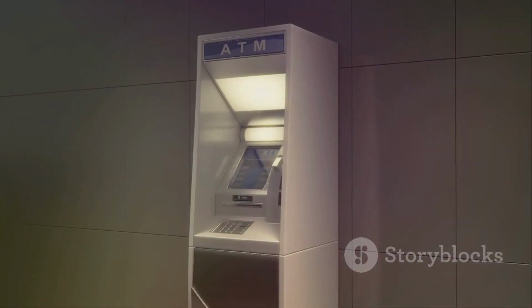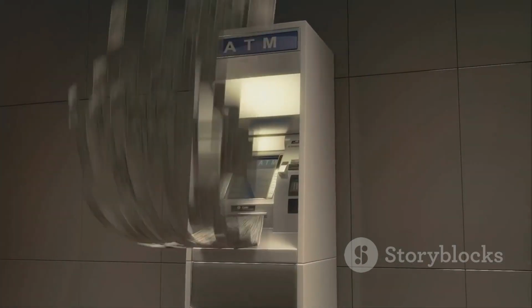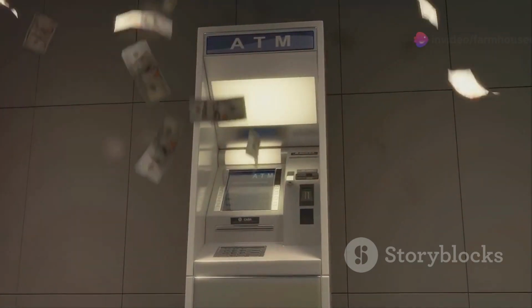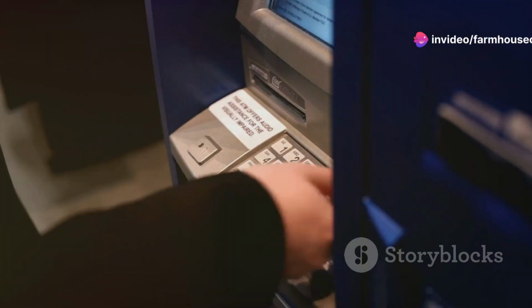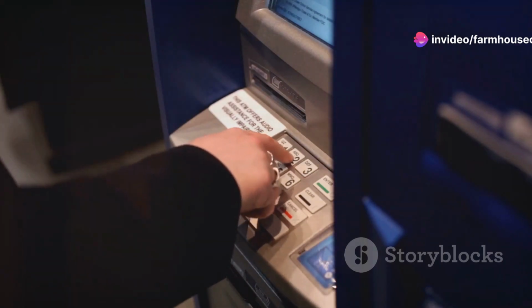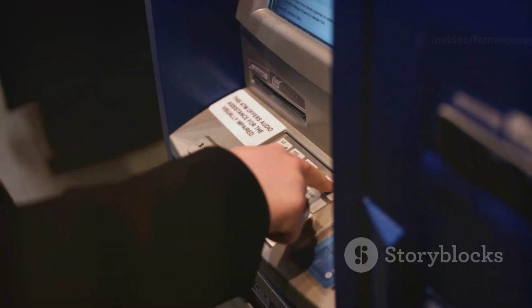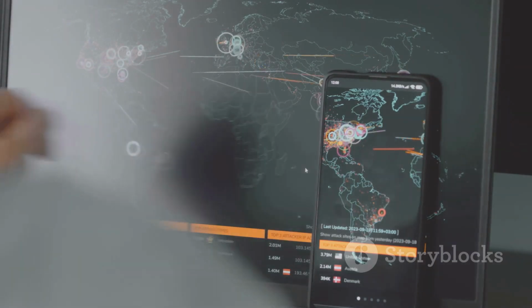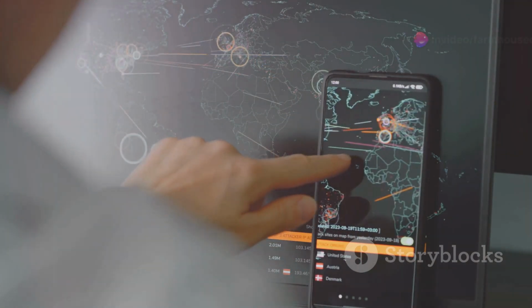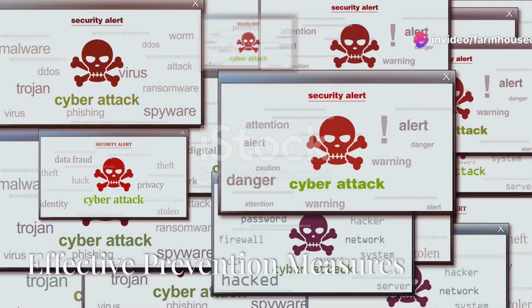In 2018, attackers used ARP spoofing to target ATMs in Europe. They tricked the ATMs into thinking their malicious computer was the bank's server, allowing them to withdraw large sums of money. These are just a few examples of how cybercriminals have exploited ARP spoofing for malicious purposes.